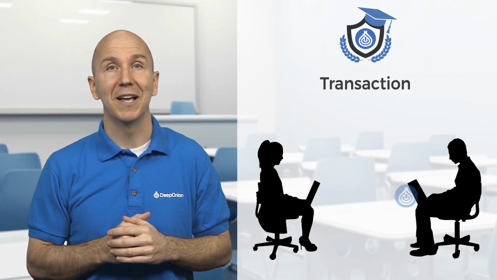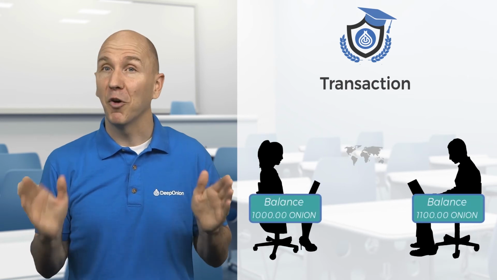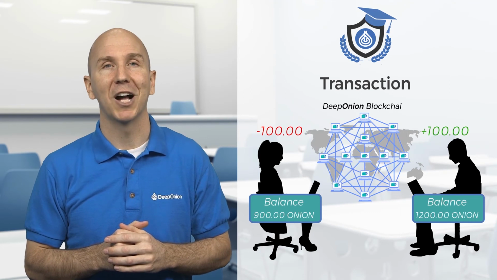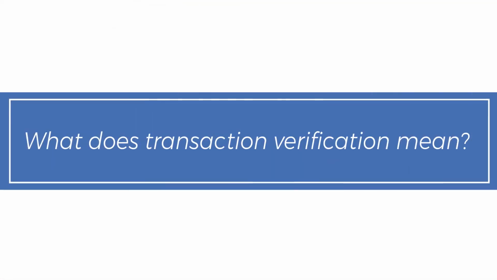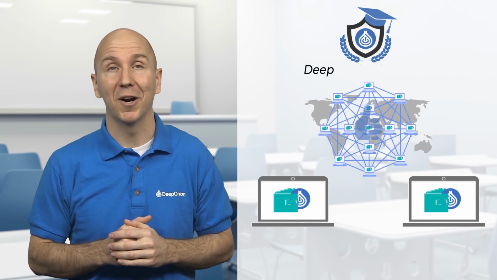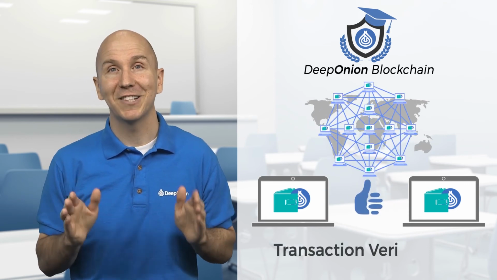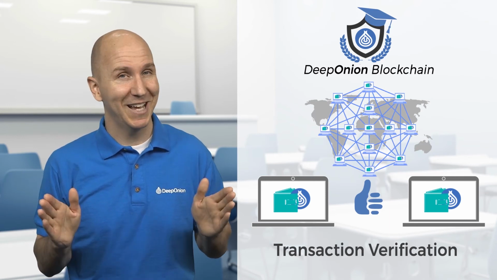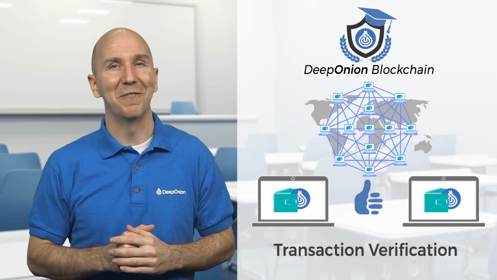A transaction is when someone has sent Onion to another place or person. Both balances have now changed, and all of this information is stored on the blockchain. What does transaction verification mean? When you send someone Onion, the transaction needs to be verified by the network. This is called transaction verification and just requires a small amount of time. As we said, the DeepOnion blockchain is really fast.